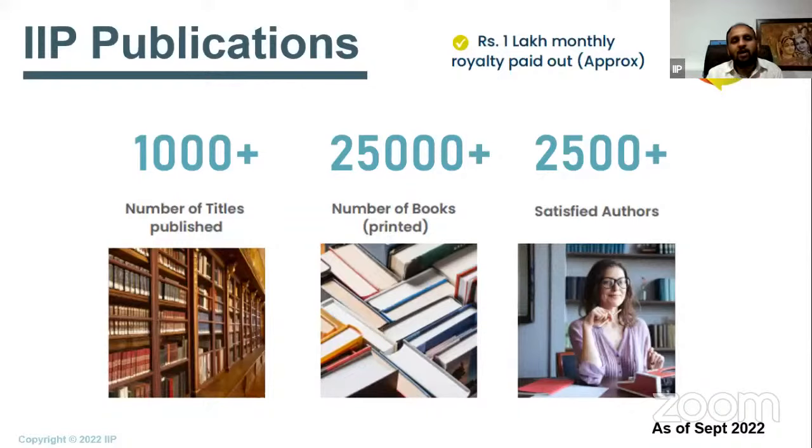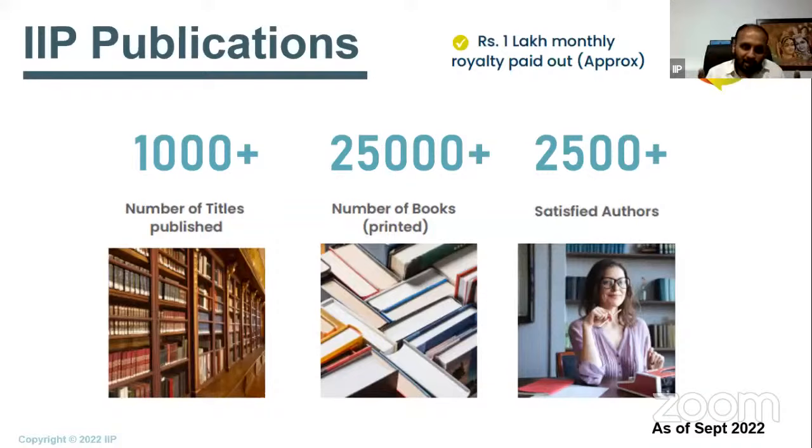We have published 1000 plus. This is the data as of September 2022. Till date, we have published around 1000 plus titles. Titles means different books, and the number of copies is 25,000 plus, based on the order requirement. And we have 2,500 satisfied authors under IAP. They are happy with our services.